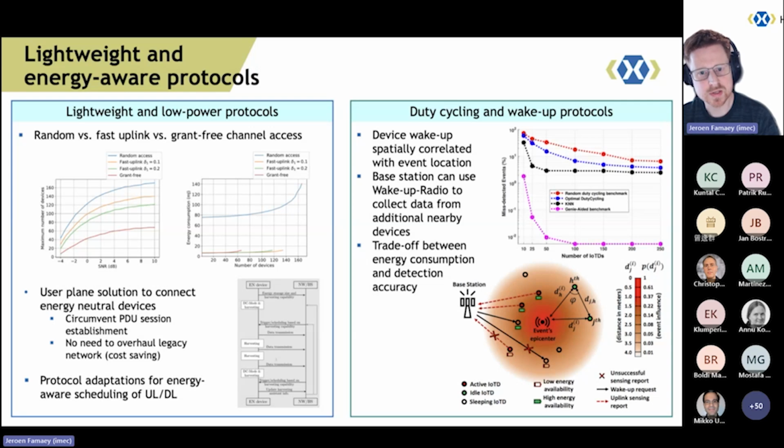Finally, we looked at optimizing the duty cycle and making use of wake-up radios to improve the operations for networks with a lot of sensors, where these sensors want to sense events that occur, but these events have spatial and temporal correlation. So then it can be exploited by the network to only wake up certain devices when an event occurs and collect information in that way. And we looked at the trade-off between the energy consumption of the sensors and the detection accuracy of events that occur.